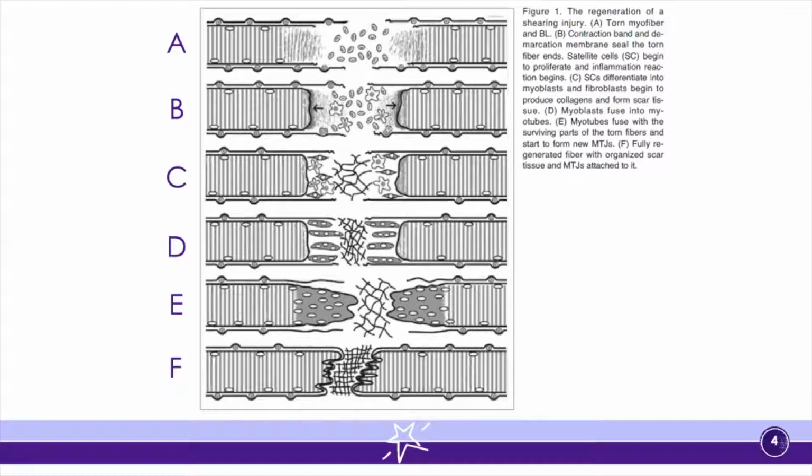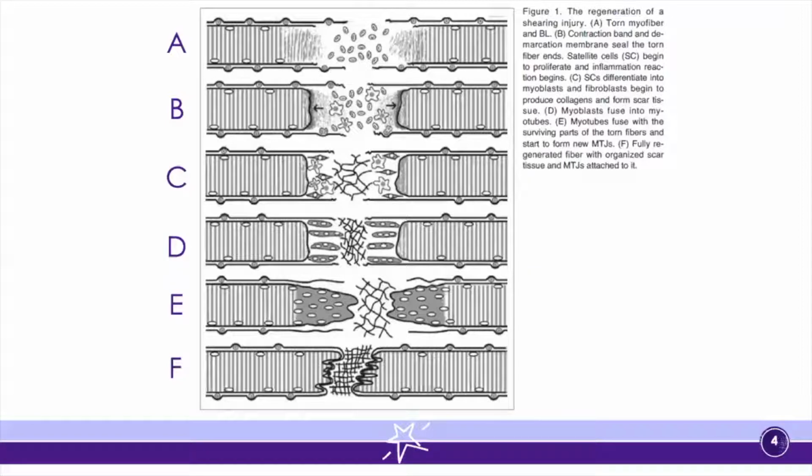We can see that more in panel C, in which we have some of our satellite cells that have differentiated already into the myoblasts. And this is also the time period in which fibroblasts begin to produce some collagen, and they're starting to form scar tissue in the area. And this is all happening within this first 24 hours or so.